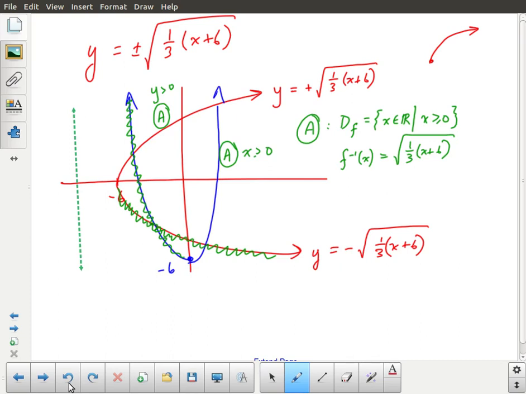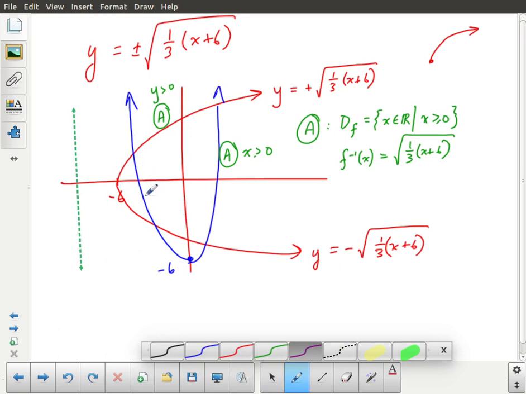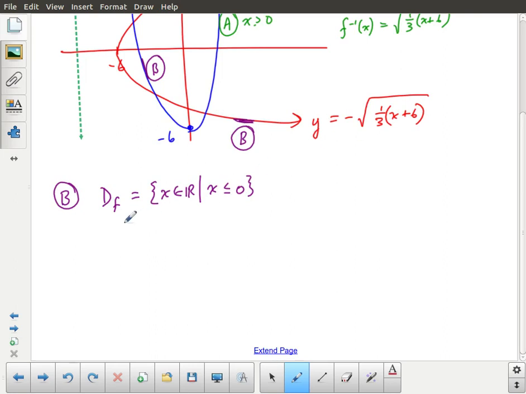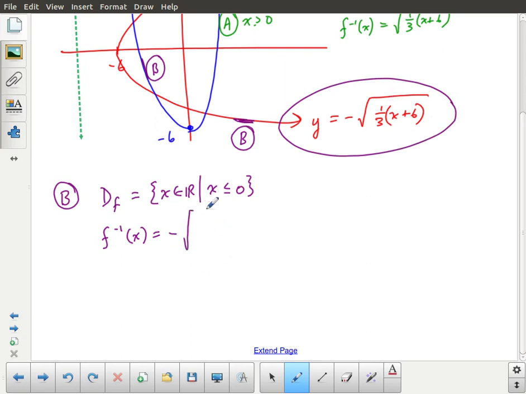Okay, so let's see if I can get rid of my scribbles. Good. And now switch to another color. What happens if I keep this B branch? That B branch corresponds to the lower branch. So if I wanted option B, I would set the domain of f to be x a member of R such that x is less than or equal to 0. By doing that, I've created my inverse function, f inverse of x, to only be this bottom half, which is negative the square root of 1/3 x plus 6.